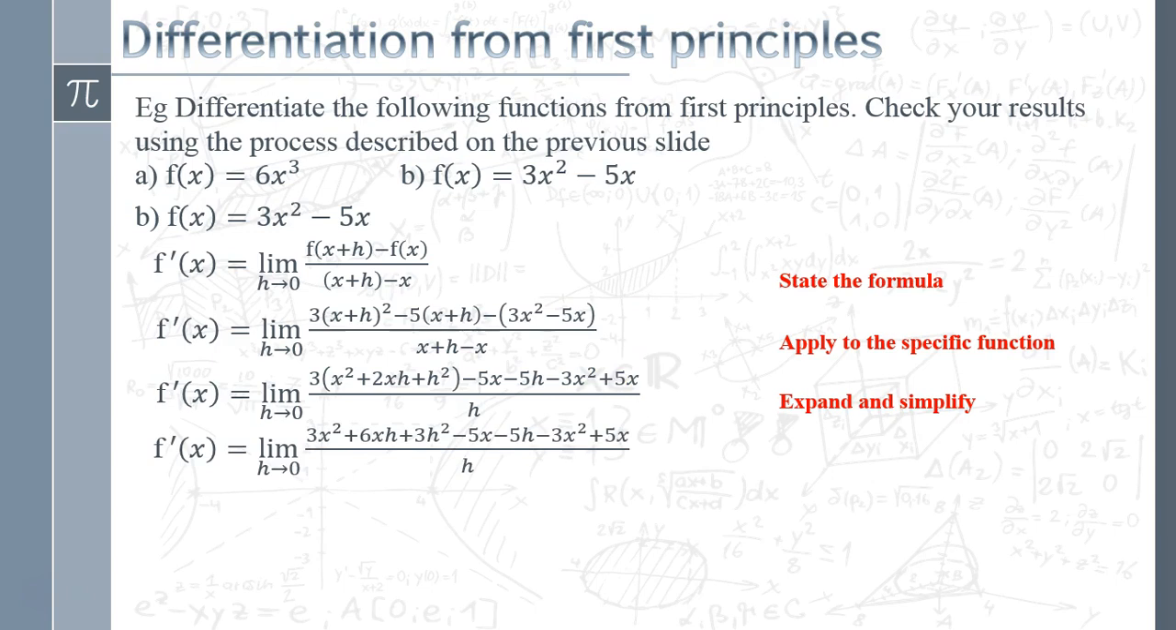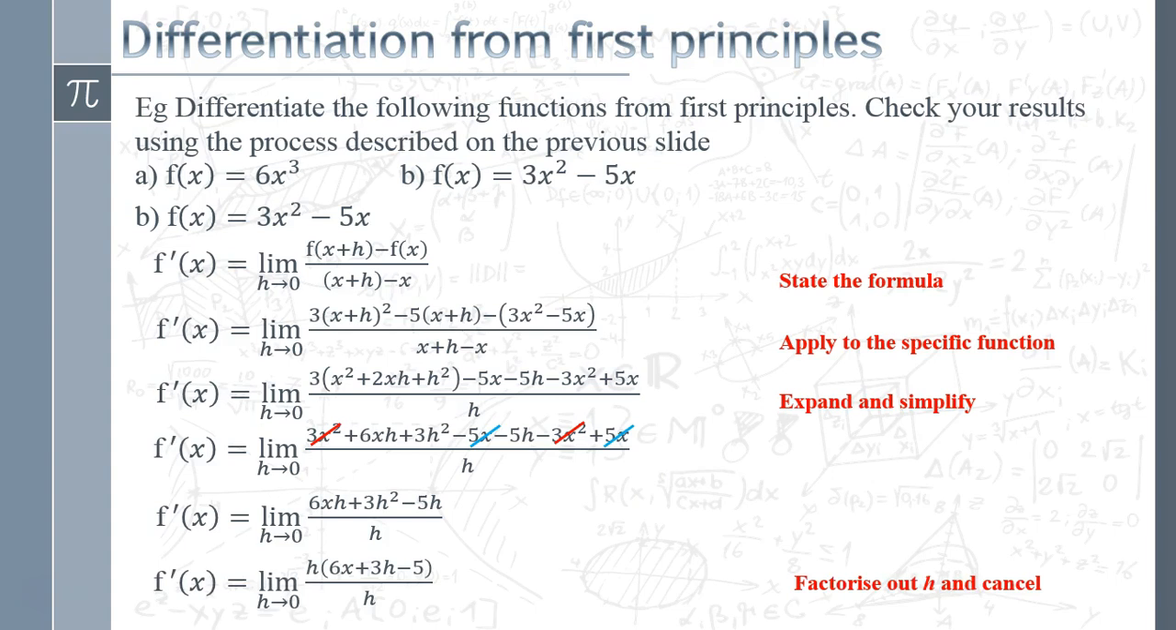Now, what can we do in terms of a bit of simplifying? Well, the 3x squareds are going to go. You'll notice the 5x's are going to disappear. And so we end up with 6xh plus 3h squared minus 5h all over h. So that's effectively steps 1 and 2. We've got to do a bit of factorising out and cancelling. So take the h out of all the bits on the top and do the cancelling. There they go. So we end up with 6x plus 3h minus 5.